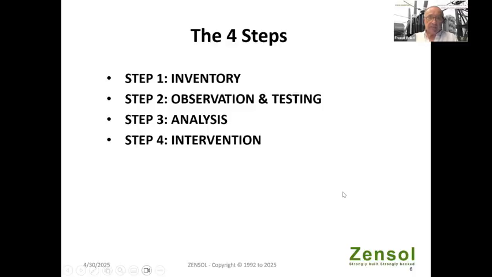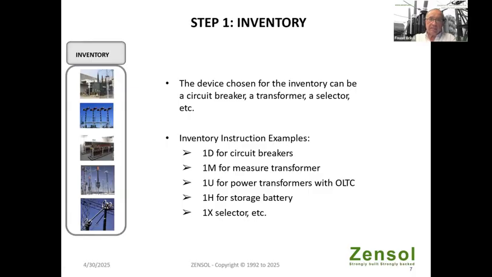So the 4 steps: inventory, observation and testing, analysis, intervention. Step 1 is the inventory. Here you can see a nomenclature used by Hydro-Québec. For example, 1D for circuit breakers, 1M for measure transformer. This helps when you have just a simple line for the name of a file, so you can see immediately that it's a breaker or a transformer.